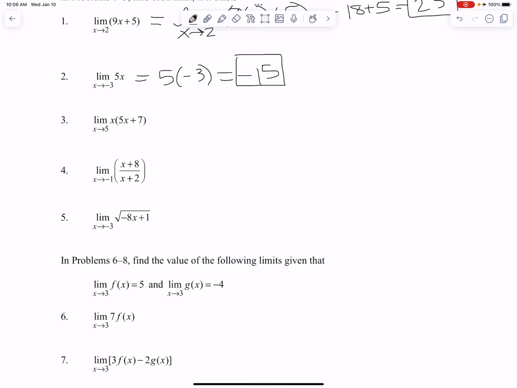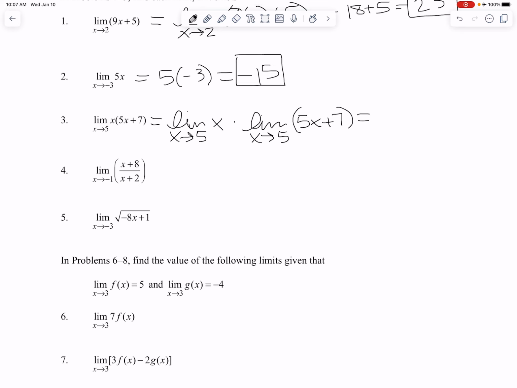Next step, the limit of x times 5x plus 7 as x goes to 5. Now remember, this one uses that product property, so we can split it up into two. So we can have the limit as x goes to 5 of just x, and the limit as x goes to 5 of 5x plus 7.